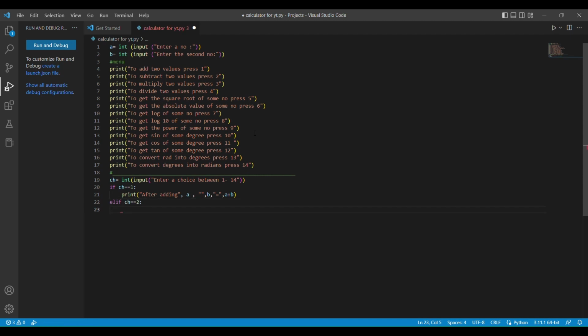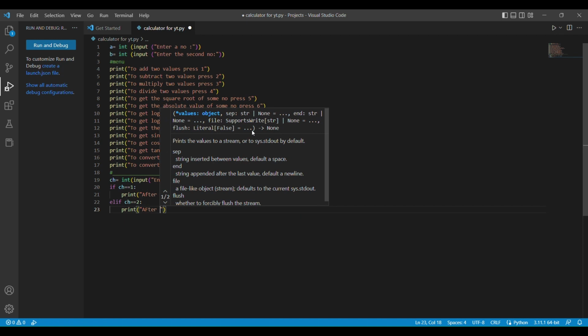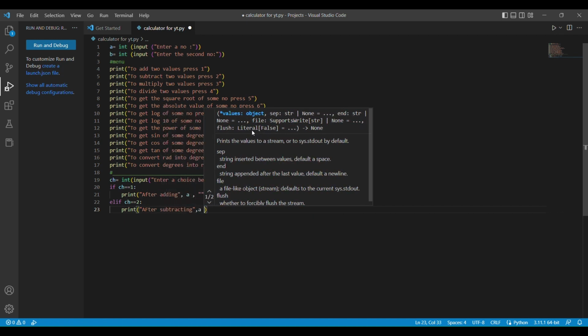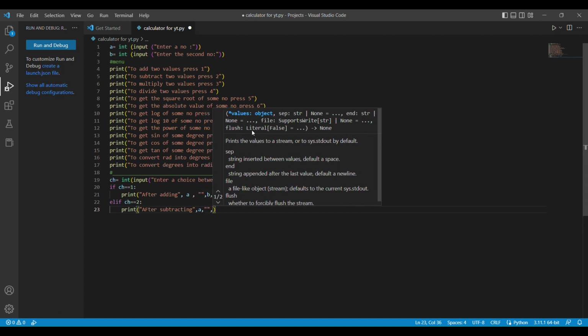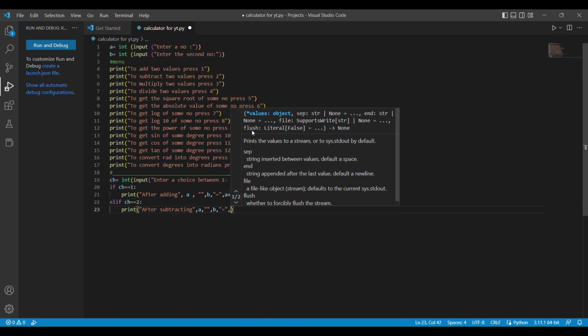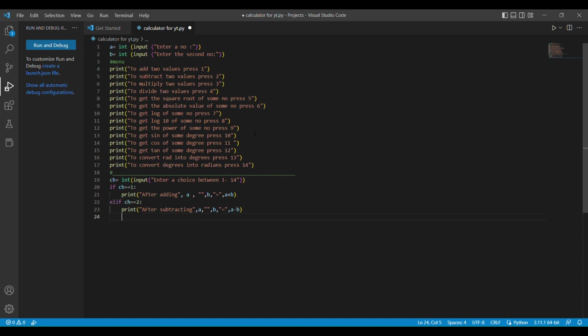The elif statement is used for continuous if. For suppose, if we give here print after subtracting, comma a comma space comma b comma is equal to comma a minus b. So it will show both the numbers and also their subtraction. Then elif ch is equal to 3.